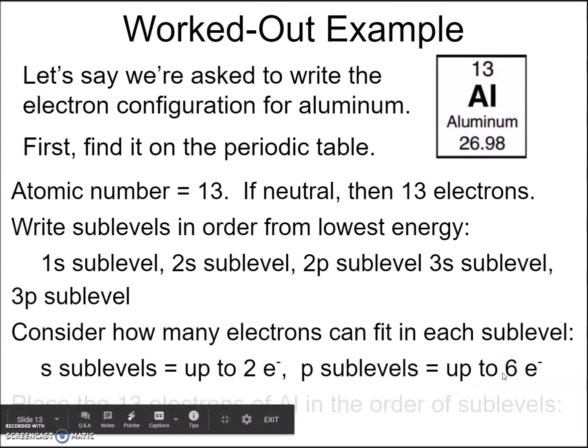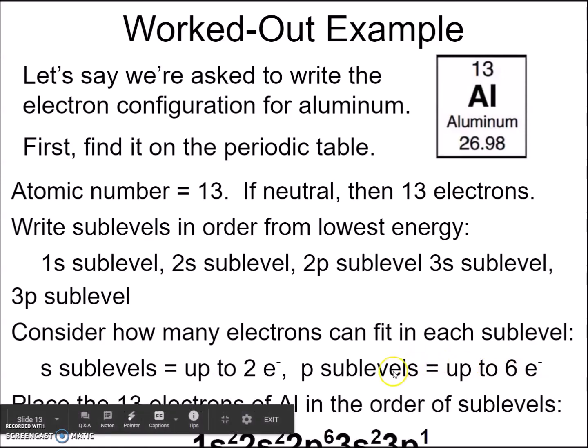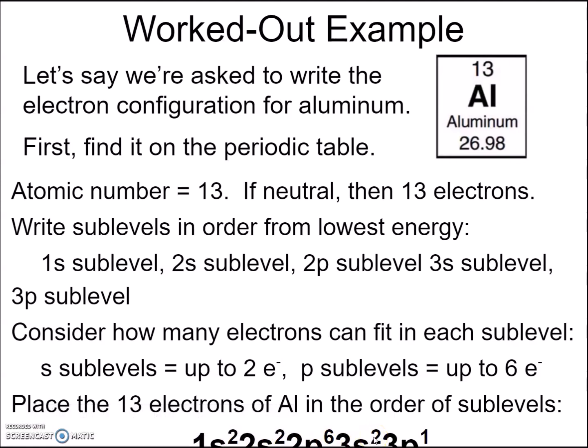We need to find a home for all 13 electrons of aluminum. And in that case, that works out to be 1s2, 2s2, 2p6, 3s2. That means 2 electrons in the 1s orbital, 2 electrons in the 2s orbital, 6 electrons in the 2p orbitals, 2 electrons in the 3s orbitals, and then if you count what we have so far, 2 plus 2 plus 6 plus 2, that's 12.